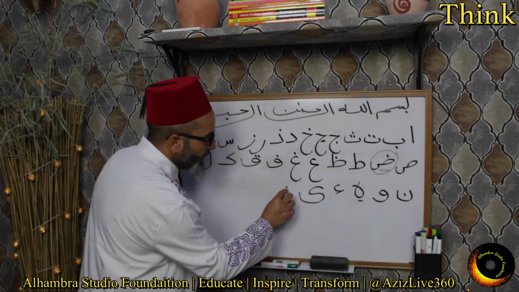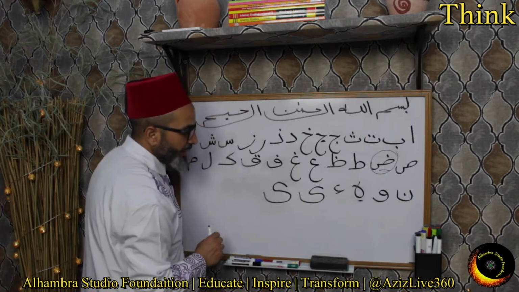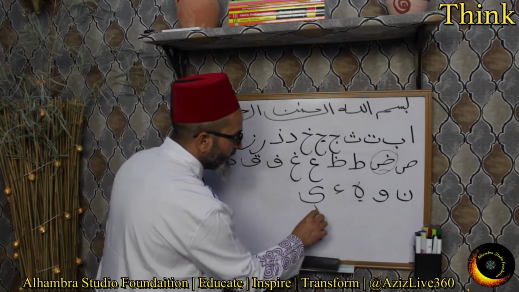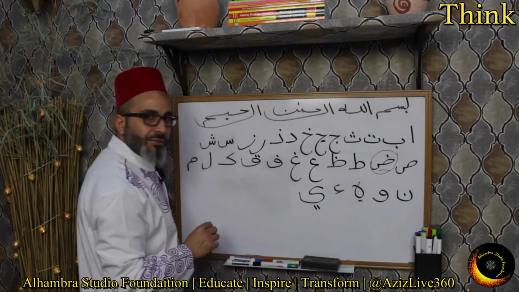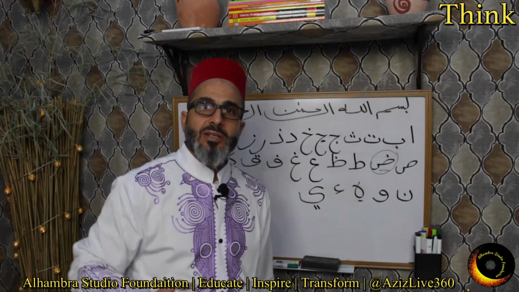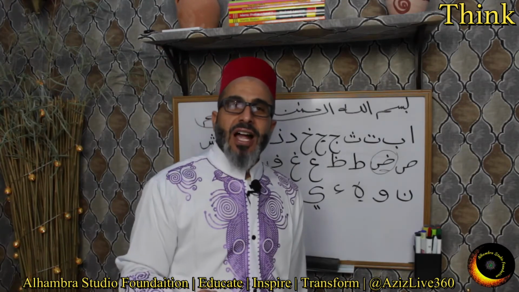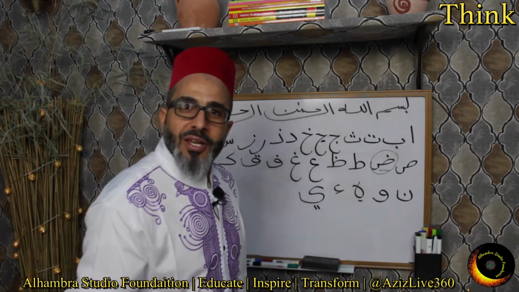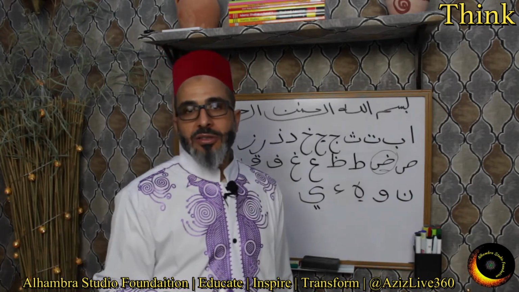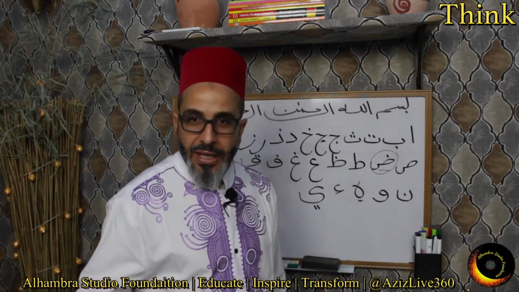Just follow me. You go to the top, to the bottom, like this, and it gets 2 dots in the bottom. Okay, and it's called ya. It's like you're saying yay, we finished the Arabic alphabets. Finally we finished the Arabic alphabets, and ya is the last Arabic alphabet.